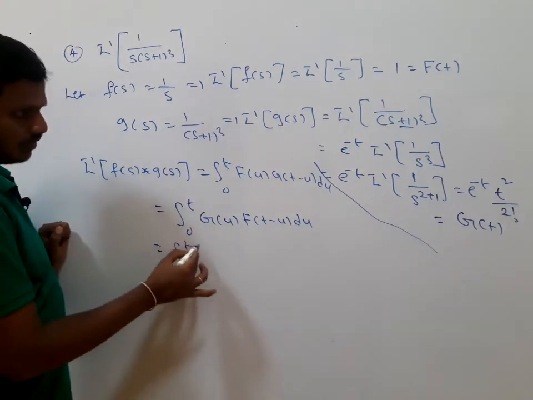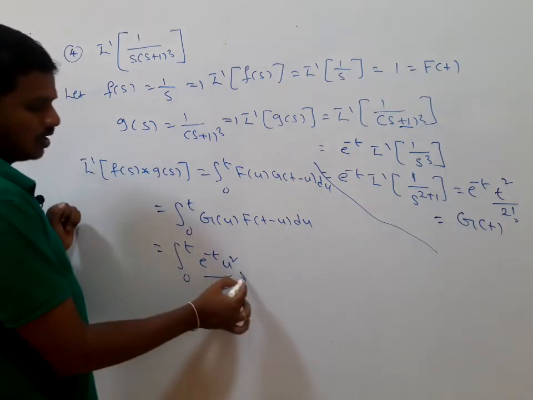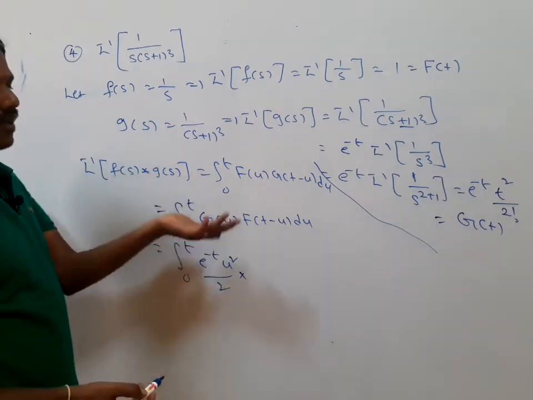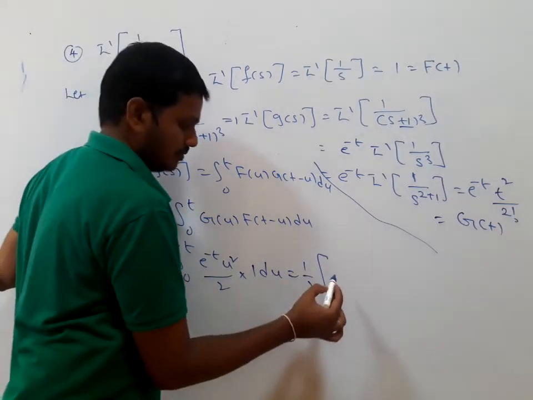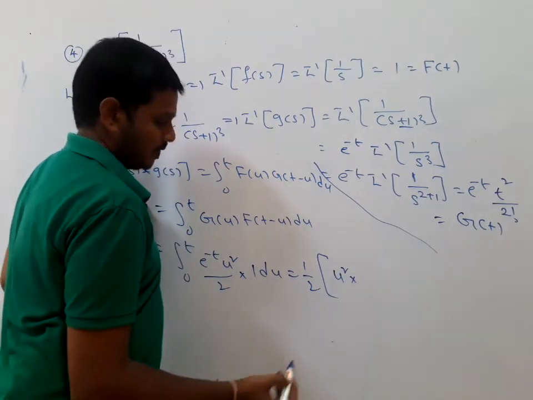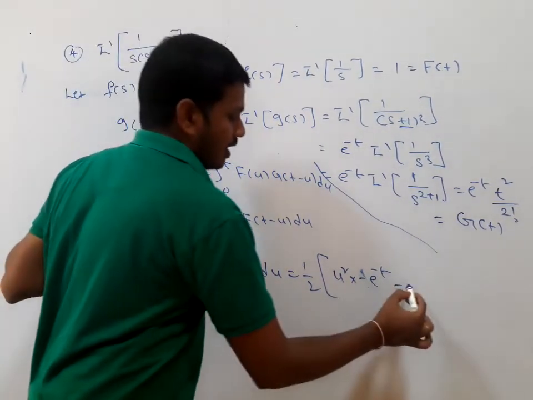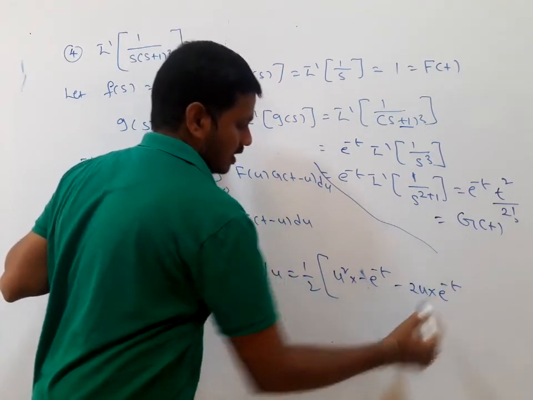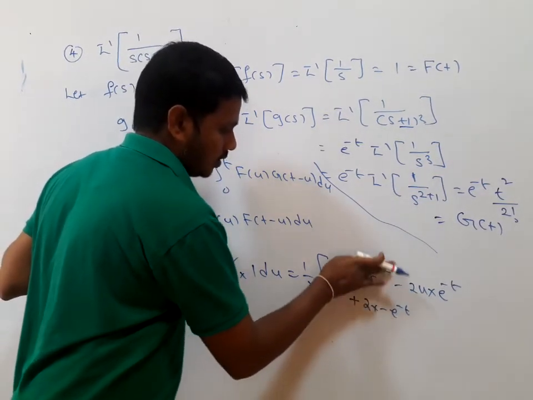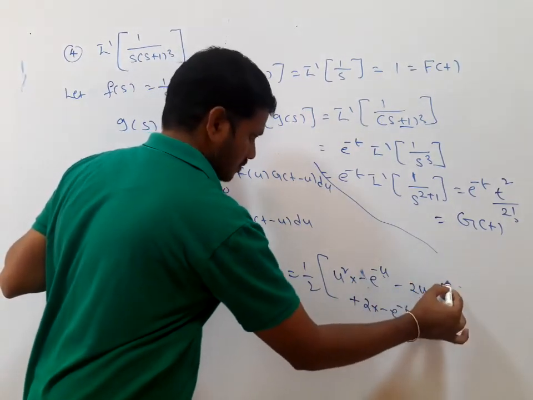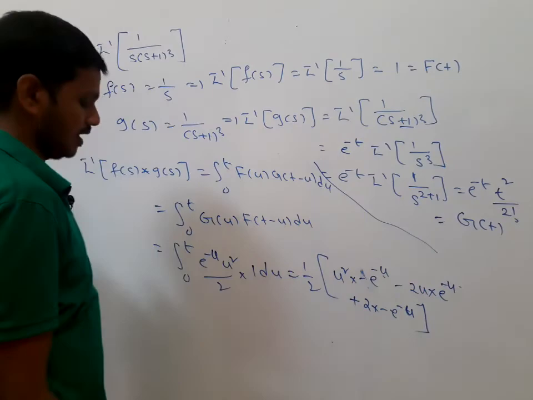So integral 0 to t g of u, e to the power of minus u, u square by 2 factorial, into f of t equals 1, f of u equals 1, f of t minus u is also 1, du. So if you find this integration, 1 by 2 into the integration, as it is, u square into e to the power of minus u, next minus 2u into e to the power of minus u, plus 2 into minus e to the power of minus u, where the limits are 0 to t.